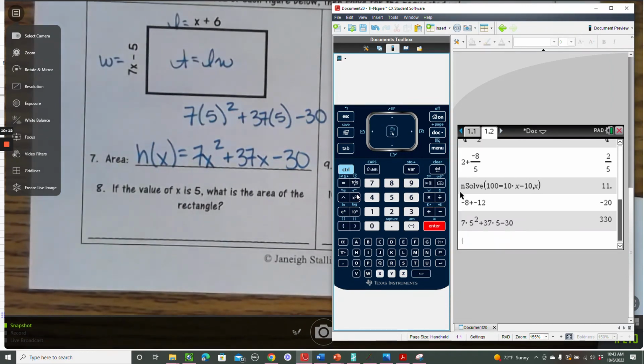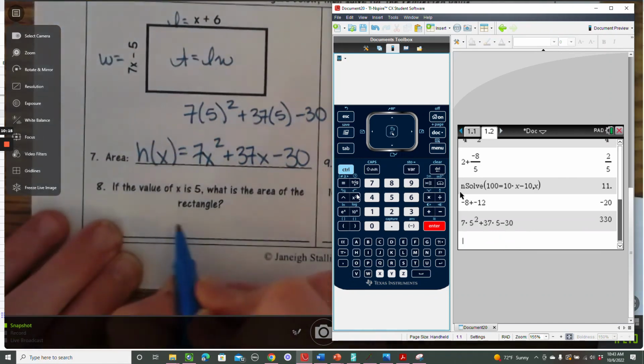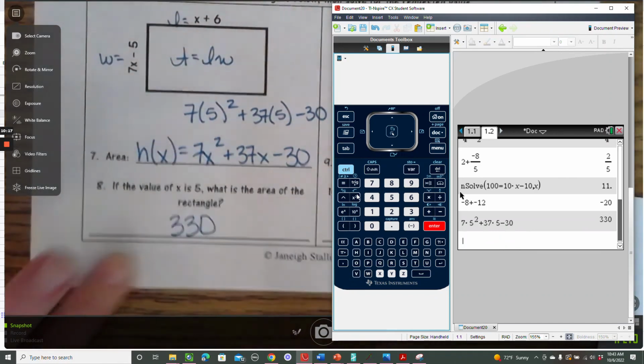I got 330. Anybody else check it? I got that as well. Yeah, I got that too. Okay. 330.